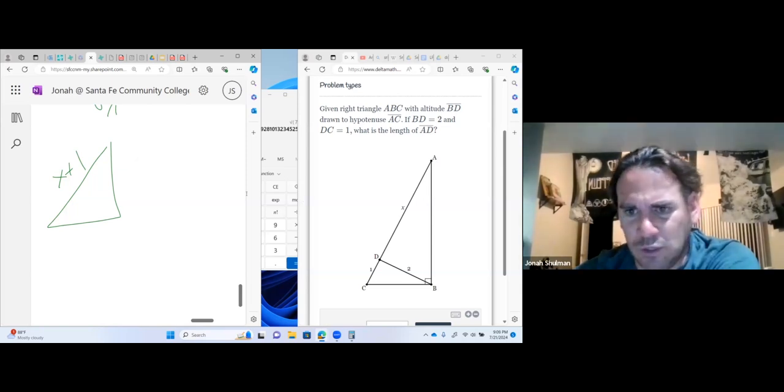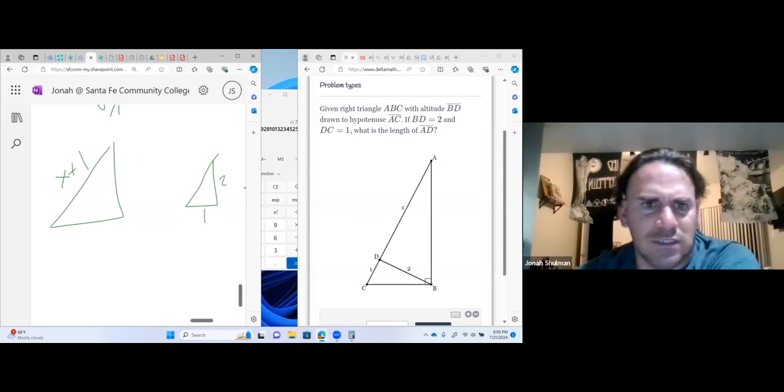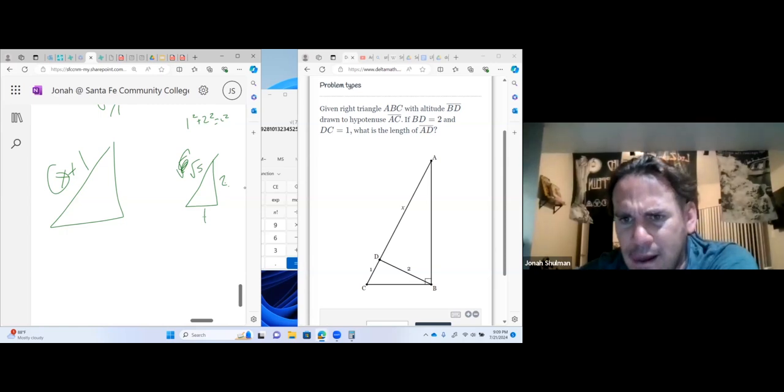Now this one's just going to be 1 and 2, because I can just take this and flip it this way. So that's going to put a 2 here and a 1 here. They want the length of AD, so this is the one they want. So if this is 1, this is 2. 1 squared plus 2 squared equals this one. So that's going to be square root of 3. Sorry, no. 1 squared plus 2 squared. So that's 1 plus 4, so it's root 5. So I have this as 1, 2, root 5.